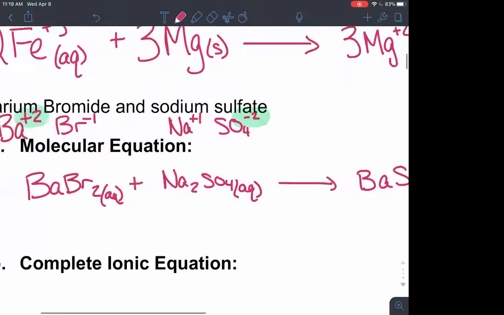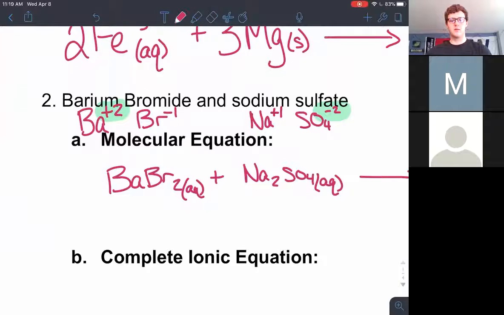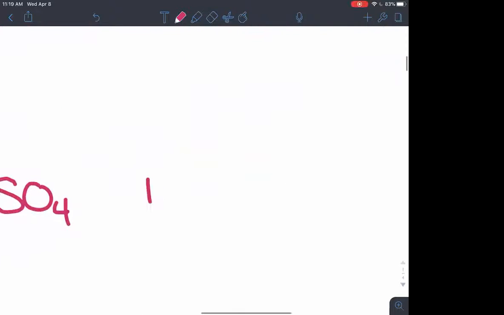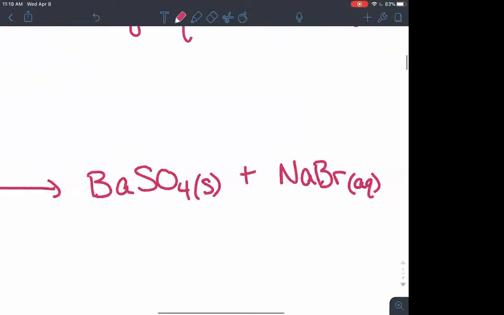BaSO4. And what's the other one going to be? Br Na. Perfect, but we're actually going to flip those because we're always going to put our metal first. So it's going to be plus NaBr. And I'm just going to tell you real quick, just because you don't have that solubility chart in front of us, the BaSO4 is going to be a solid, and this one's going to be aqueous, all right?